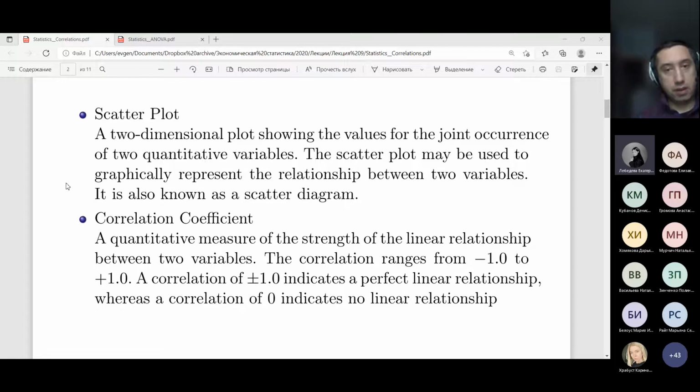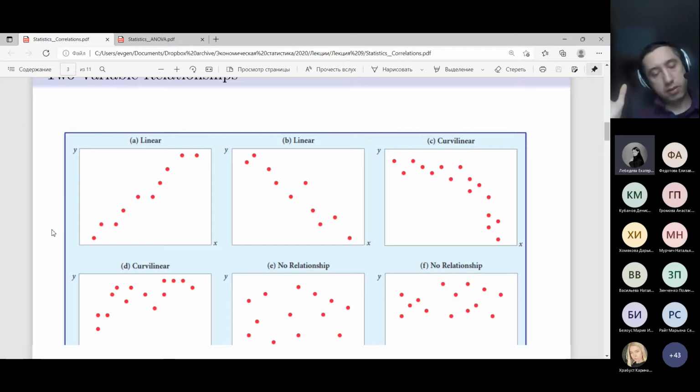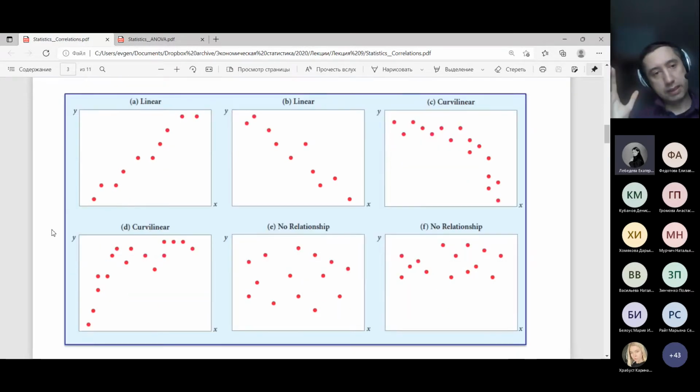Well, how to calculate it? First, as a beginner, I recommend you to create scatter plots first. A scatter plot can tell you a lot about potential relationship. For example, if your scatter plot looks like this, we can say that the relationship is linear and increasing, or it is linear and decreasing. However, the relationship can be curvilinear like this.